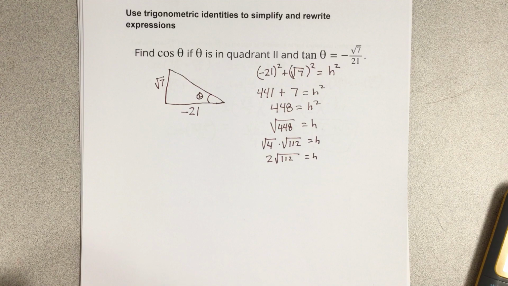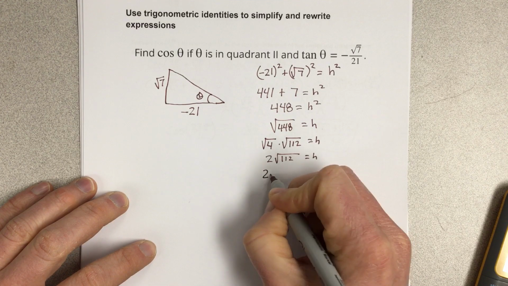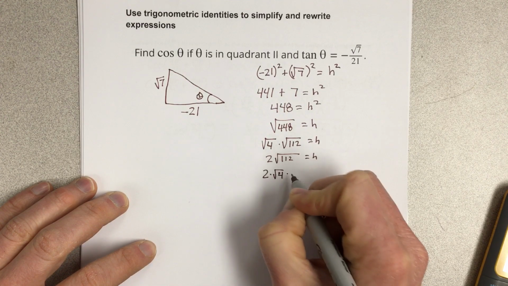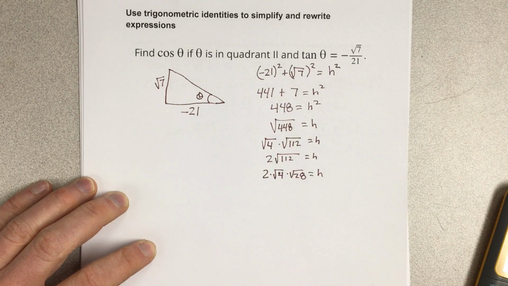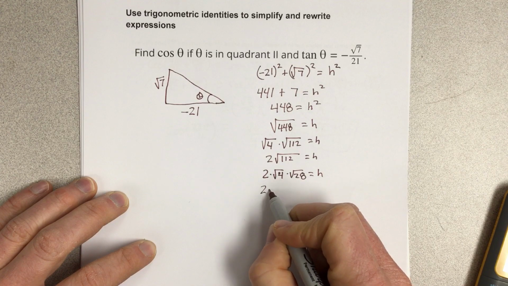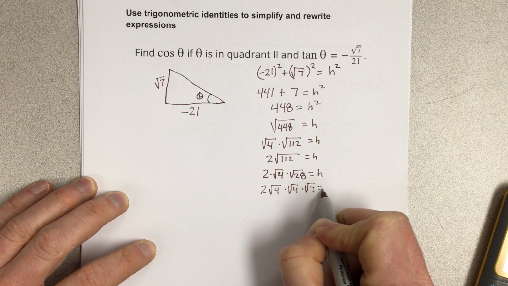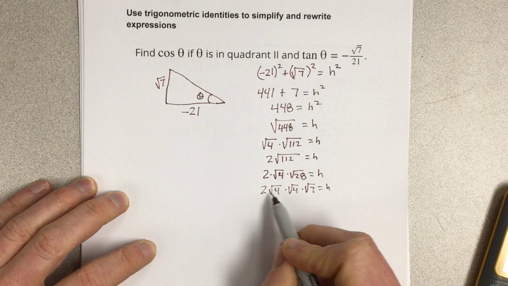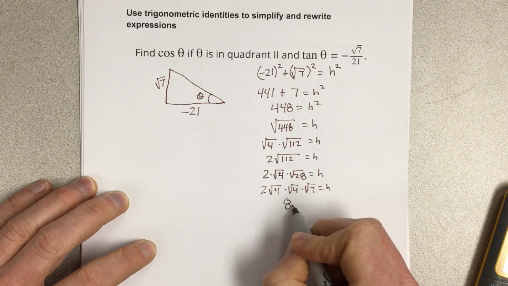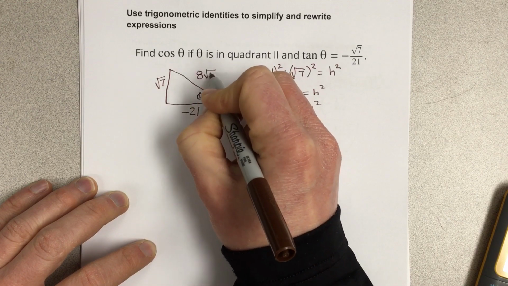And now I'm going to take 112, I'll try to divide that by 4. That's 28, so I get 2 times root 4 times root 28 is equal to h. But I can simplify that farther. That's 2 root 4 times root 4 times root 7 is h. So root 4 and root 4 is 2 and 2, so 2 times 2 times 2, that's 8 root 7 is h. So this is 8 root 7.